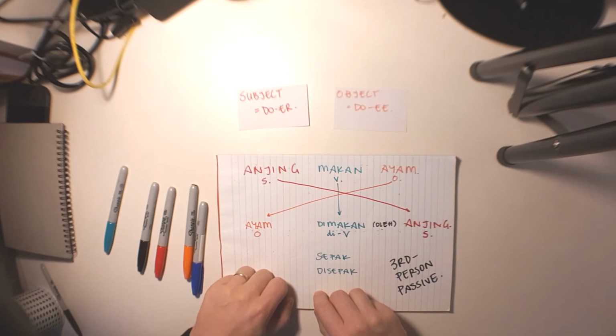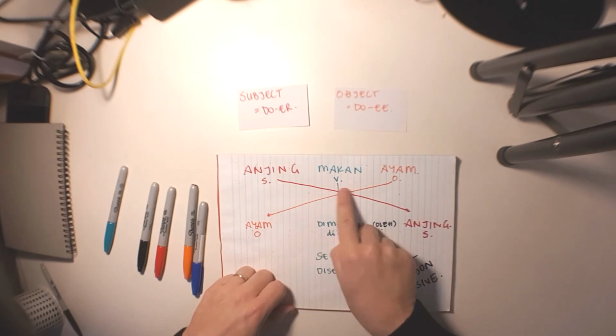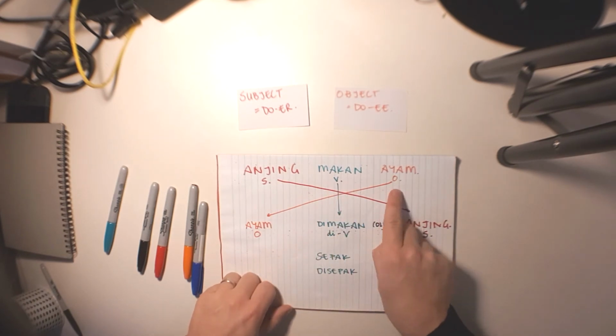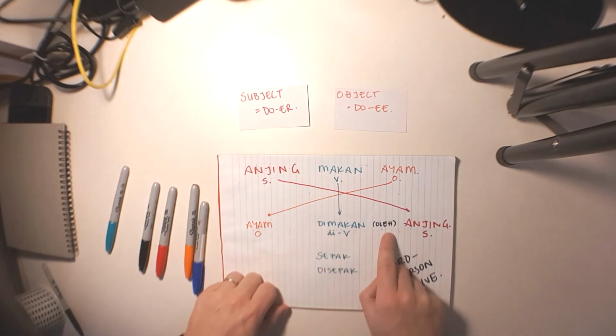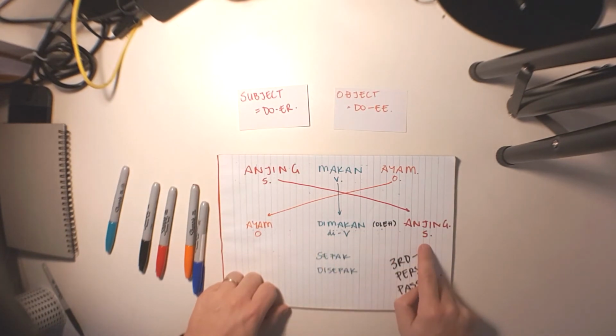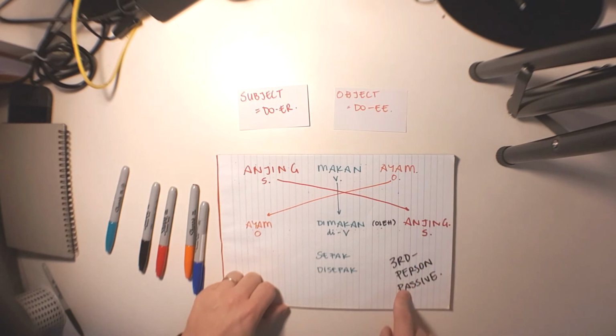In general, SVO for active becomes ODV oleh S in passive. Let's have a look at when this is not the case.